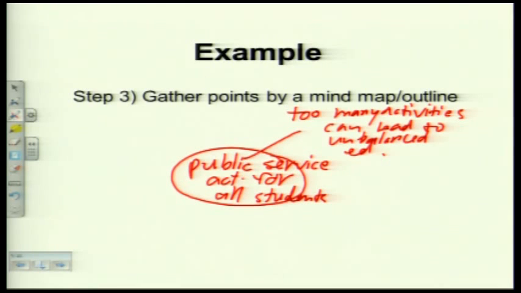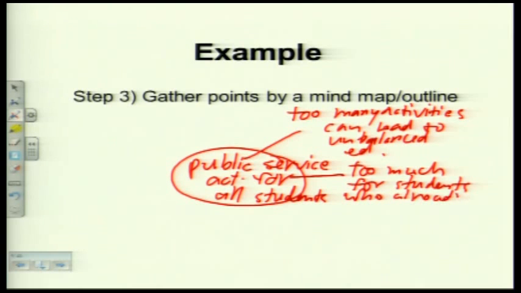The second point is it could be too much for students who already have work to do, who already work or who have other responsibilities. Some of the students are already social workers, so they already do public service activities. For these students, it might be too much for them, and they might have families to take care of and so on. So it could be in this category as well.